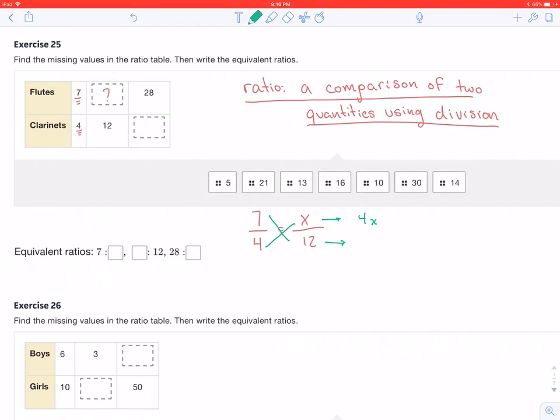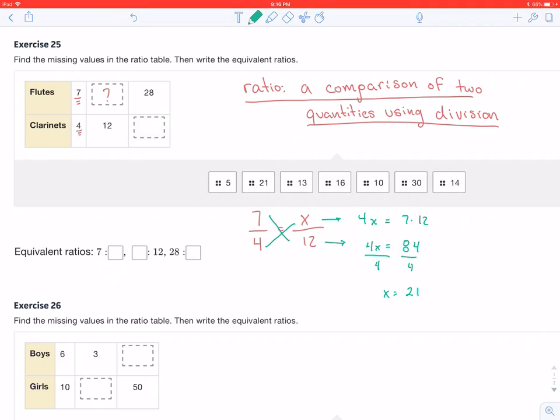You can take the cross products, 4 times x is 4x, and set them equal to one another, equal to 7 times 12, which is 84. And then you can solve for x, that missing variable that you have. If I divide both sides by 4, 84 divided by 4, that's going to be 21.